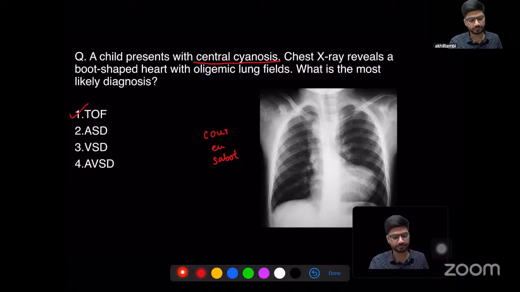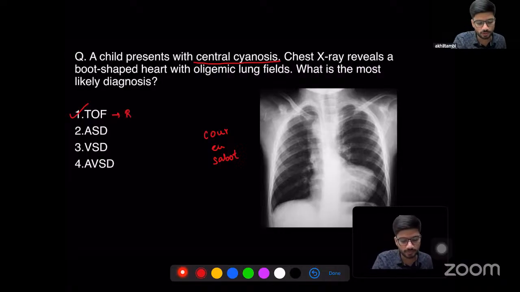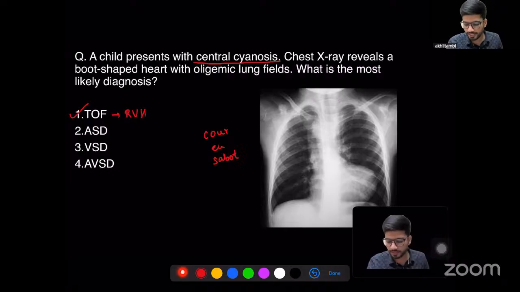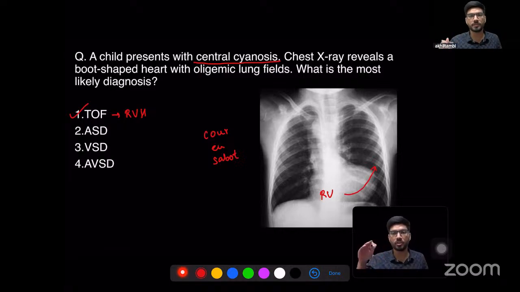Okay. And in ASD, VSD, or AVSD, nothing of that sort, no boot-shaped heart or anything, is given. And in TOF, due to the right ventricular hypertrophy, the right ventricle hypertrophies from here and it pushes the apex of the heart upwards. So that's why a boot shape is formed. Okay.